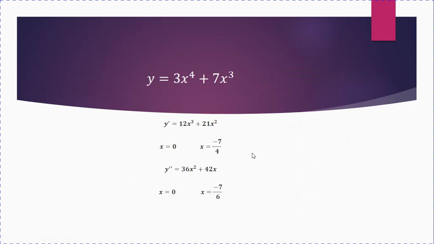So our original function was f of x equals 3x to the power of 4 plus 7x cubed. So the next step would be writing the first derivative, y prime, finding its zeros, writing second derivative, y double prime, and writing its zeros as well. So first derivative would be 12x cubed plus 21x squared. Its zero is going to be x equals 0 and x equals negative 7 over 4. Second derivative would be 36x squared plus 42x. Its zero is going to be 0 and negative 7 over 6.